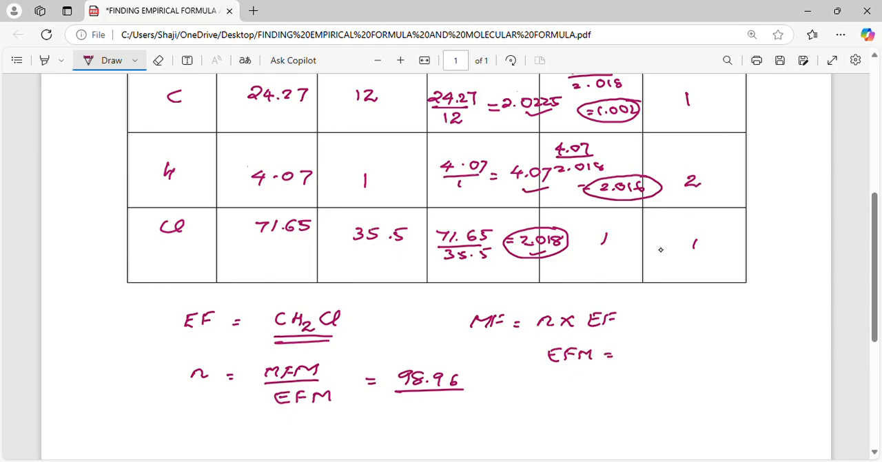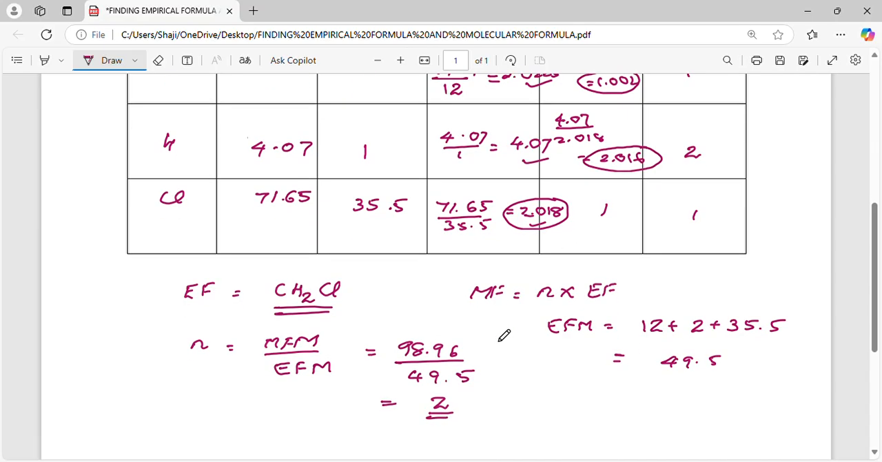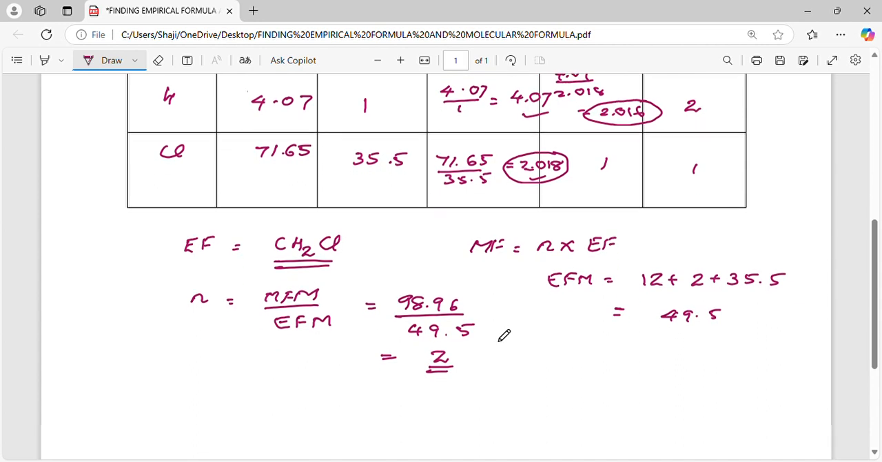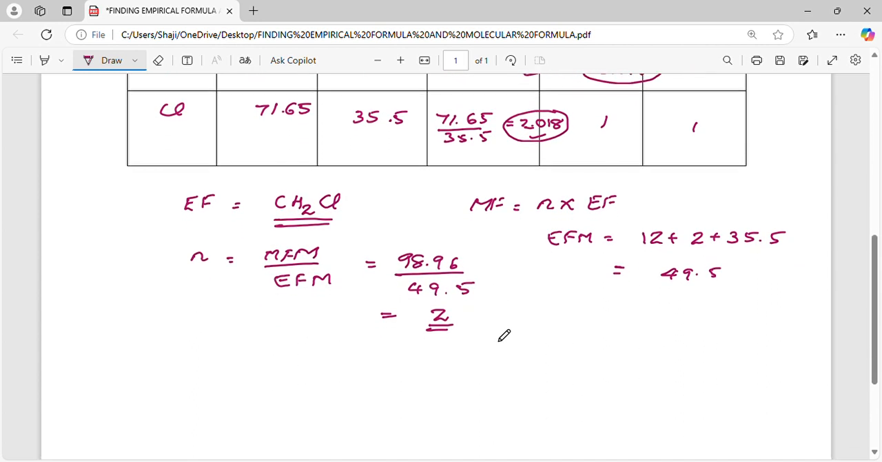Our empirical formula is CH2Cl. Carbon is 12, hydrogen is 2 into 1, which is 2, and chlorine is 35.5. So overall we are getting 49.5 as the empirical formula mass. Let's divide with this. So we get whole number 2. This is actually 1.99 and we can approximately write it as 2. So N represents the smallest whole number.